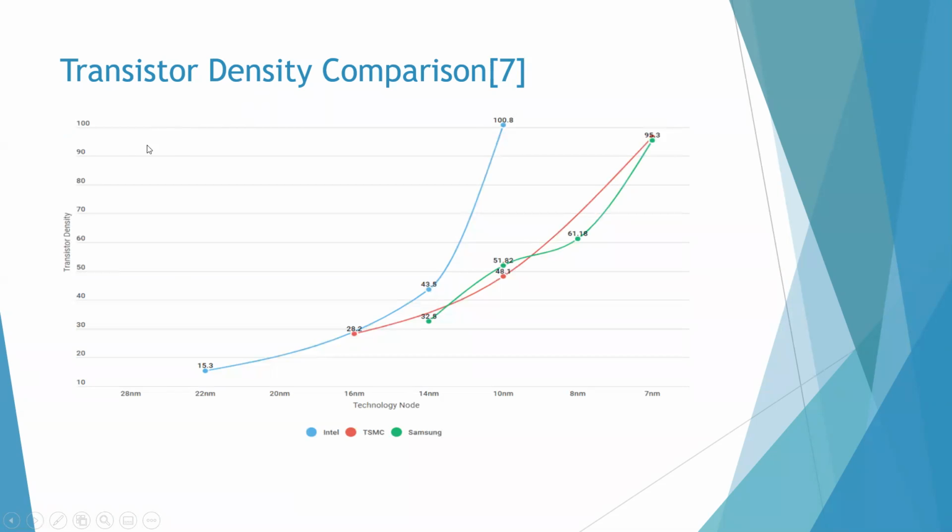So basically, this graph represents the roadmap of transistor scaling for Intel, TSMC and Samsung over the years, from 28 nanometer to 7 nanometer technology. And from here also, we can see that Intel's 10 nanometer node gives the highest transistor density compared to TSMC's and Samsung's 7 nanometer technology.